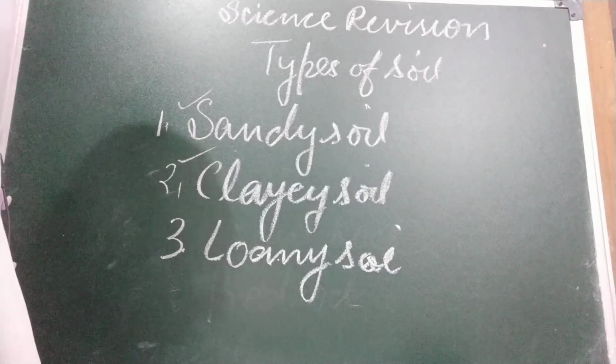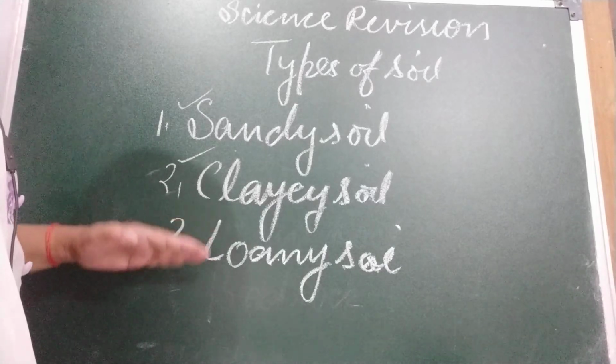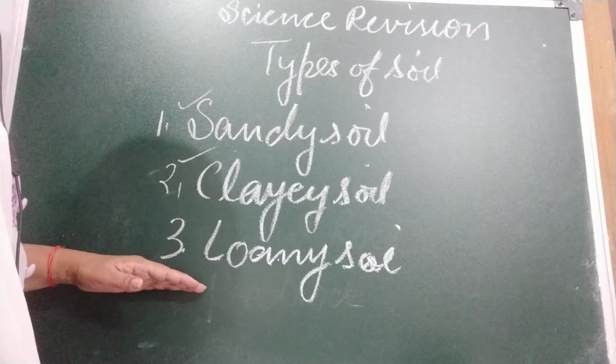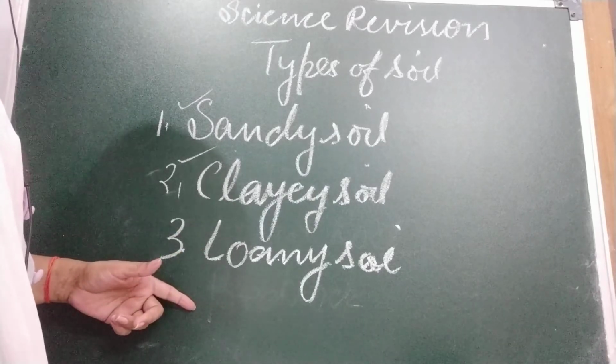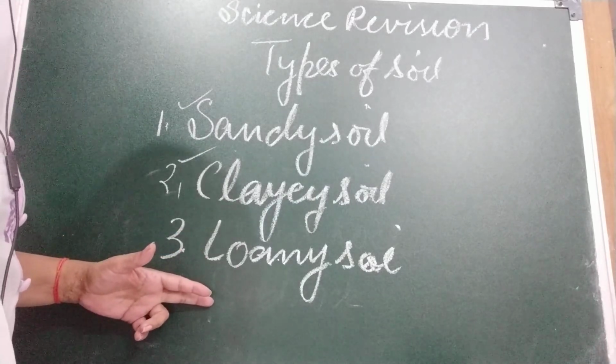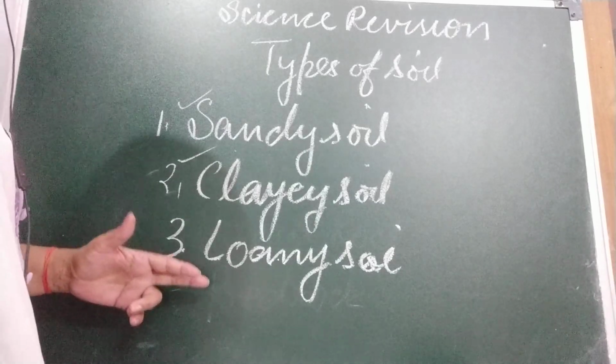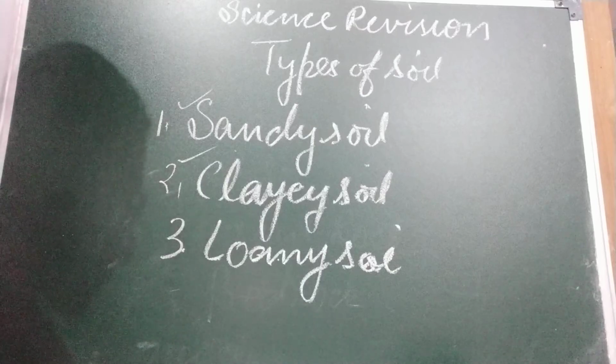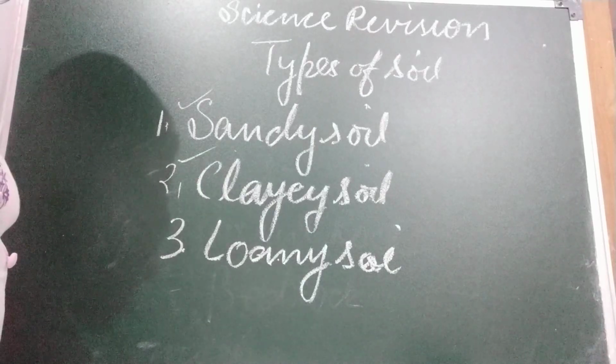Okay, again I am telling you, loam is a mixture of sand, silt and clay and also has humus in it. It has the right water holding capacity for plant growth. It also has adequate spaces between the soil particles to trap air required by the roots of the plants. Okay children, that's all. Thank you.